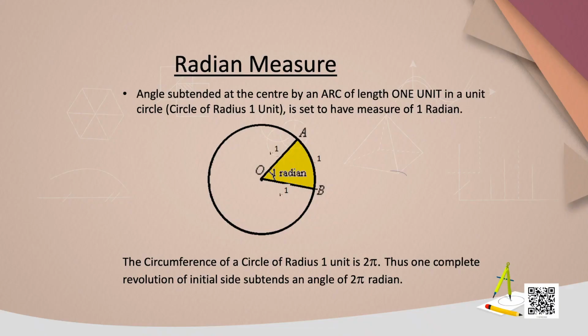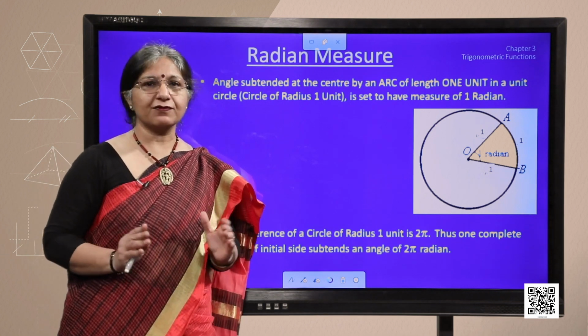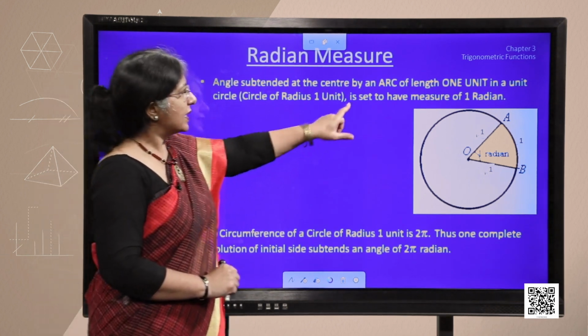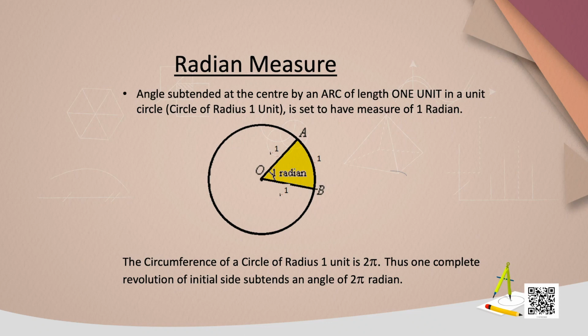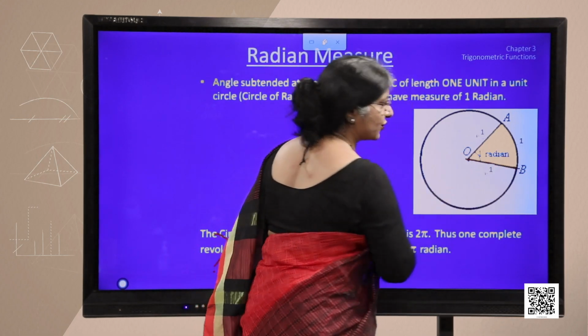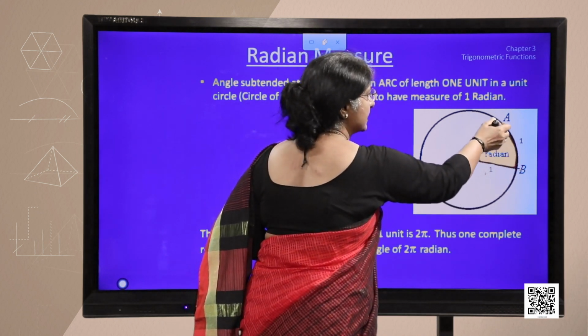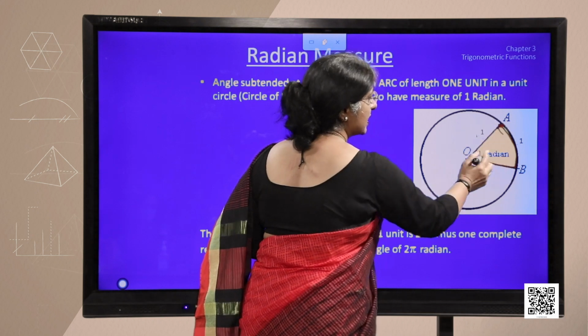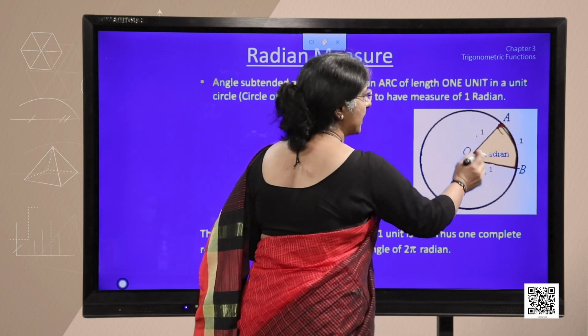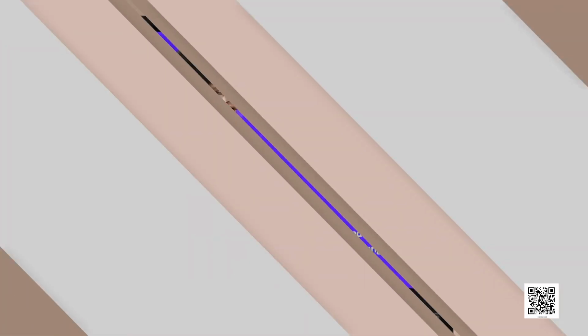The angle subtended at the center by an arc of length 1 unit in a unit circle. Now what is a unit circle? A simple circle with a radius 1 is said to have a measure of 1 radian. Now see, here we have taken this radius as 1 unit, and if the arc covers exactly the same distance as the radius, then this angle subtended by this terminal ray OA is called 1 radian.